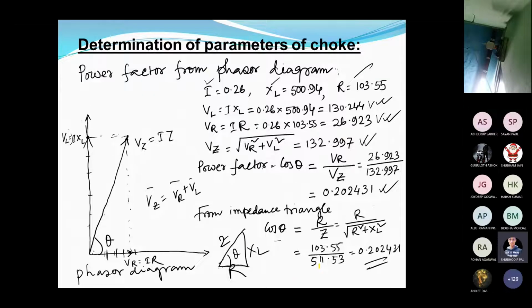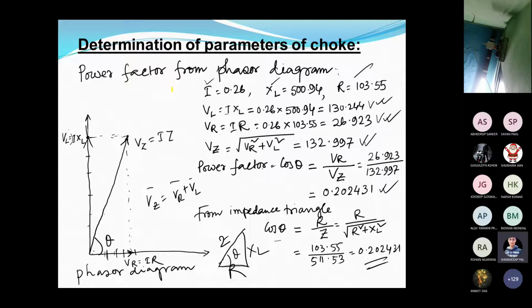Now you have to draw the phasor diagram. So how will you draw the phasor diagram? This is the x-axis and y-axis. As you have seen, this is a simple RL circuit. In the RL circuit, you have seen VR and VL, and the resultant is VZ. That means the supply voltage is VZ. So this is the power factor angle, and this angle you have to calculate.